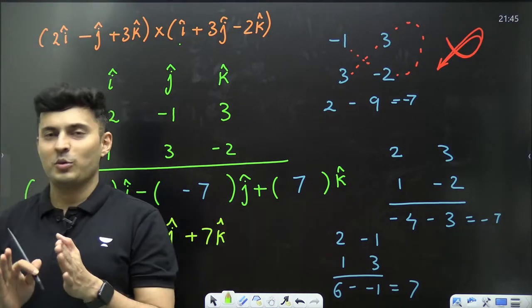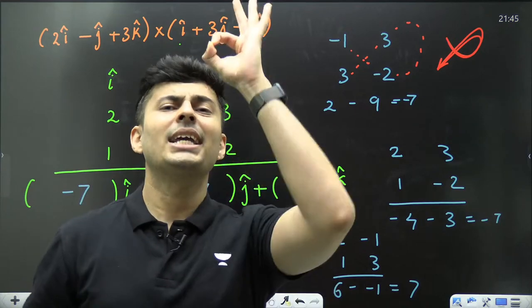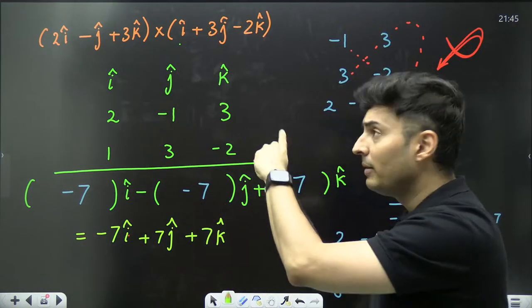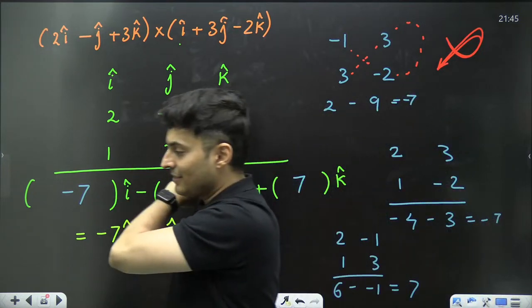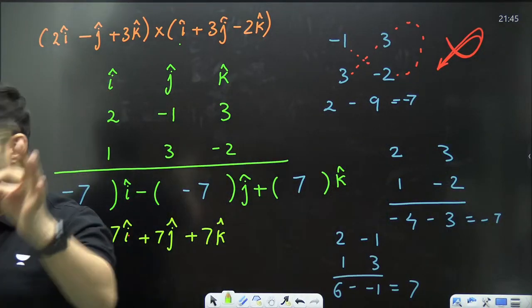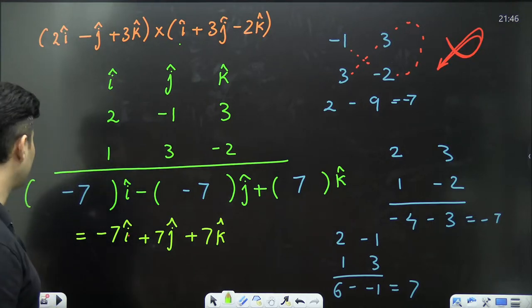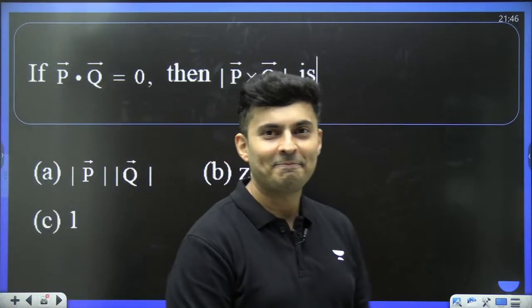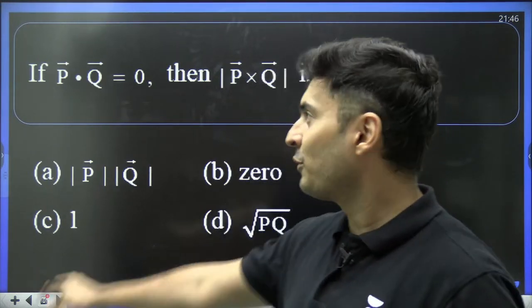Got it? This is how cross multiplication is done. I have explained each and every step of the problem. Any problem now, you can solve it exactly using the same process. Come on, let's see if you guys can do this.